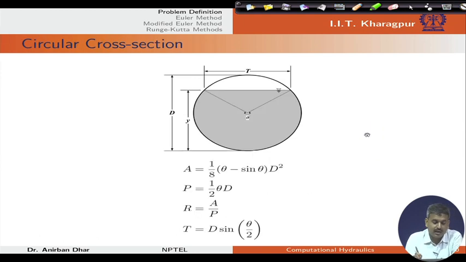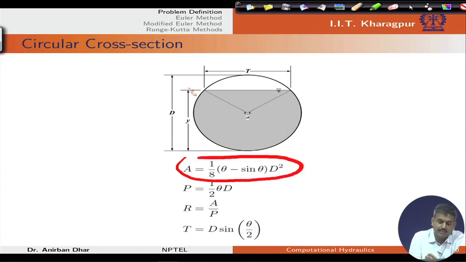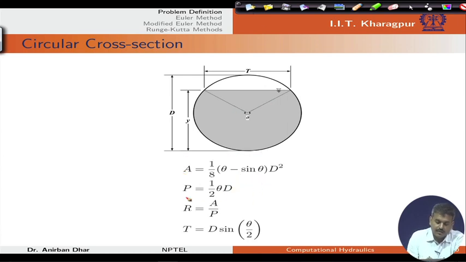Similarly, if we have a circular cross section, we can calculate the area using this formula, where D is the diameter of the section, y is the depth of flow, theta is this particular angle, and T is the top width, and P is again the wetted perimeter, R is hydraulic radius, T is top width.